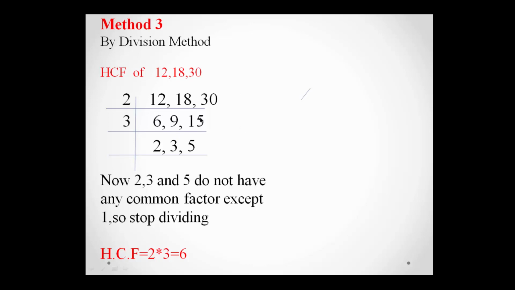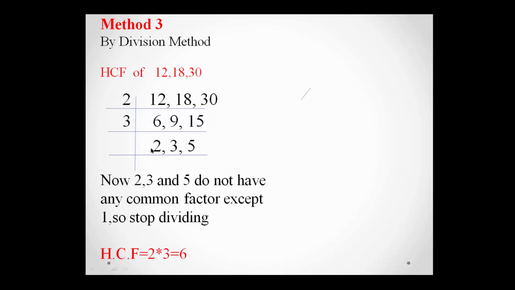Now again we will think of a smallest number that can divide 6, 9 and 15. Let's try 2. Can 2 divide 9 and 15? No. So we will check 3. Yes, 3 can divide 6, 9 and 15. So after dividing we will write the result below it. There are no numbers that can divide 2, 3 and 5.